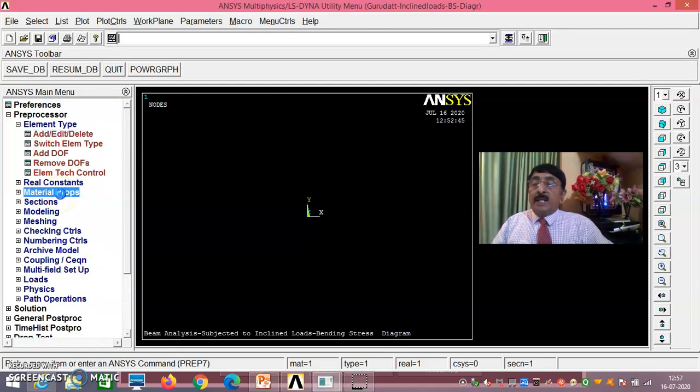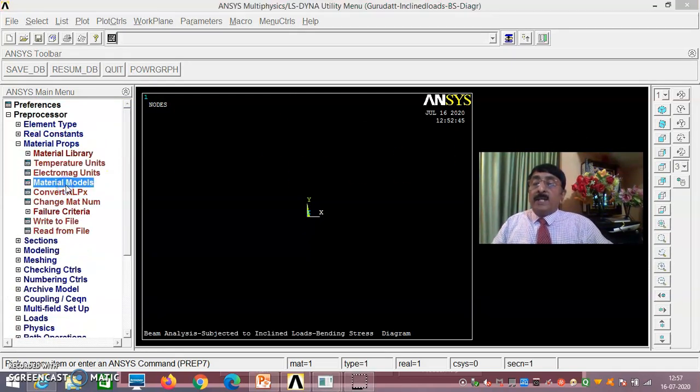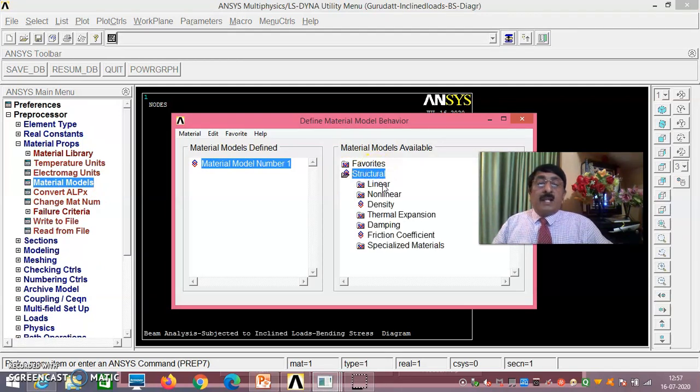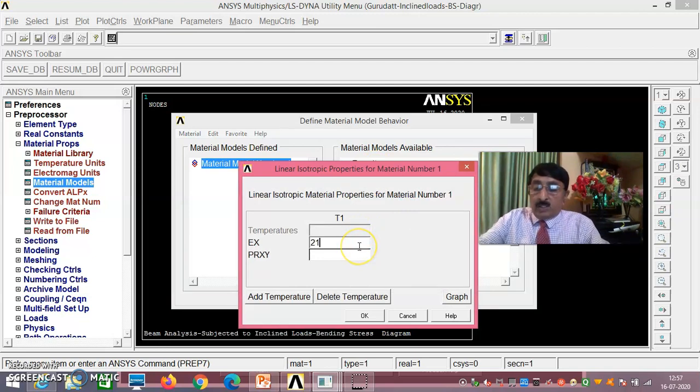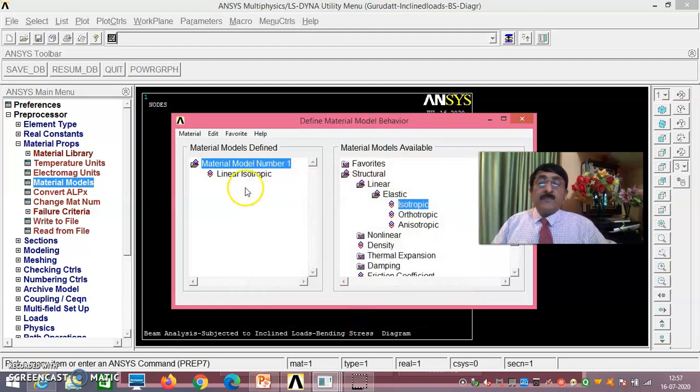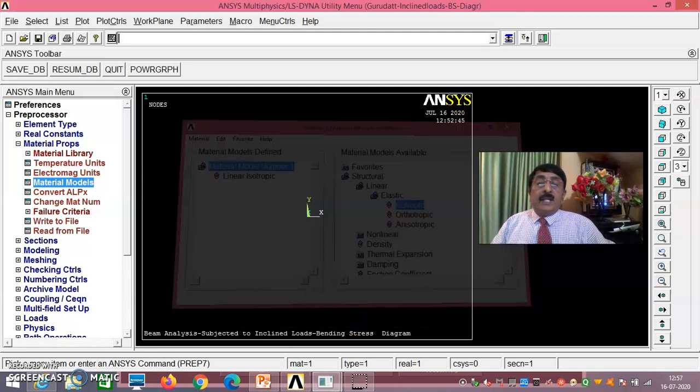Okay, material properties, you go to material models, structural, linear, elastic, isotropic. Young's modulus is 210 GPa, so you apply 210 E9 Newton per meter square, that is 210 into 10 to the power of 9 Newton per meter square. That means you compulsorily have to do the model everything in meters only. Then Poisson's ratio 0.27 you also take. Just say okay and exit the material window.